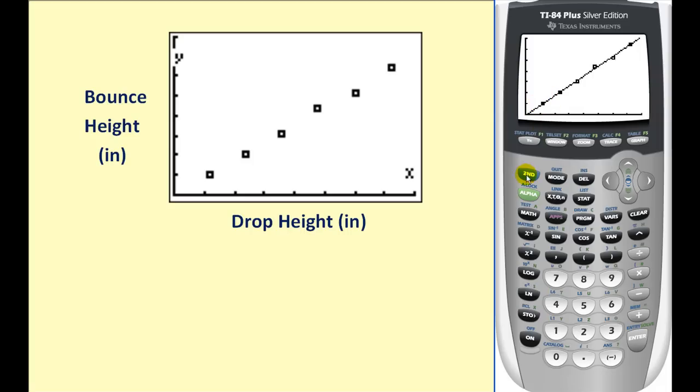If we go back to the home screen for a moment, notice how my calculator shows r and r squared. The closer these are to 1, the better the model is. So we can see this is an excellent model.